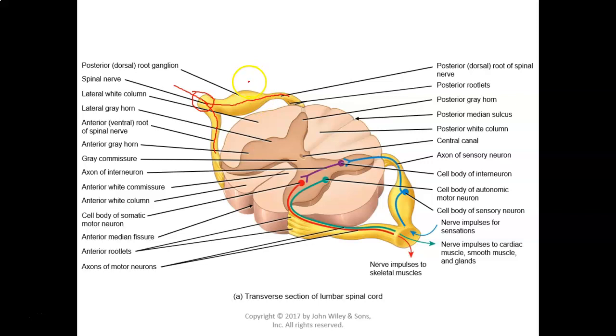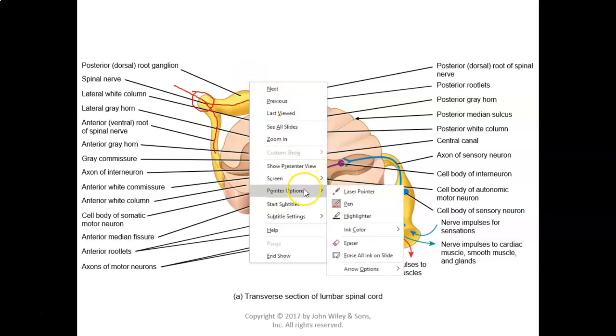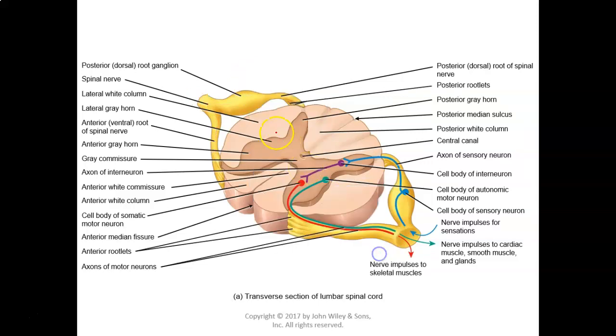Now, one of the things about the ventral root and dorsal root is they both carry different types of information. Last presentation I had mentioned how there are some neurons which carry sensory information, and there are some neurons which carry motor information.